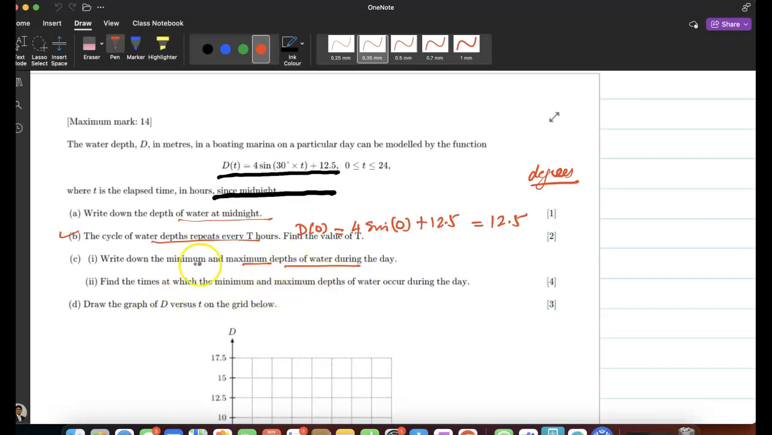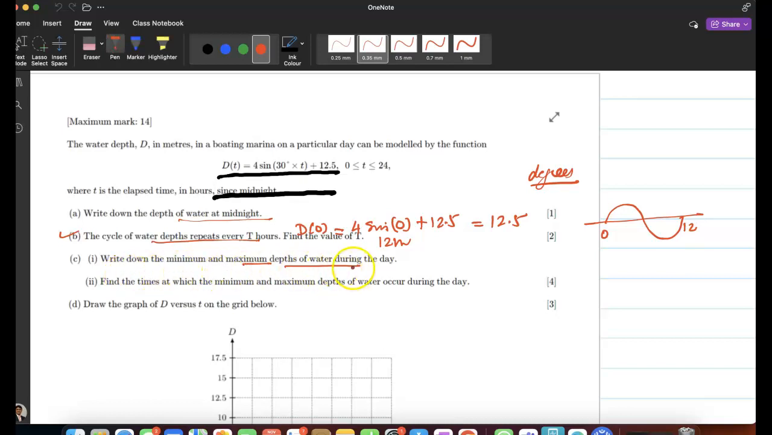So the question asks us to find the time, write down the minimum. The cycle repeats in T hours. So every 12 hours the cycle repeats. So 12 hours means your one cycle is 12 hours. This is 0 and this was 12.